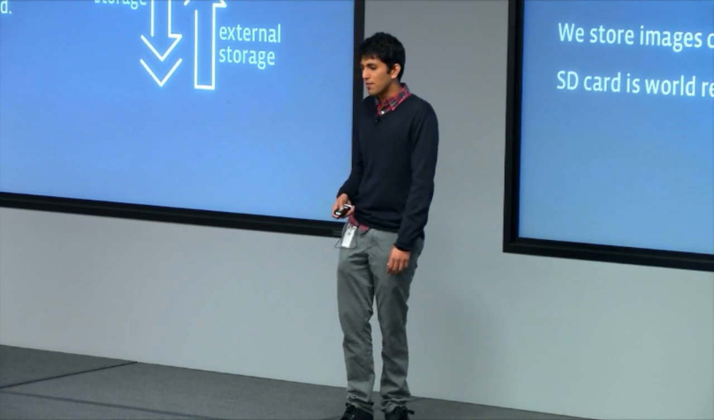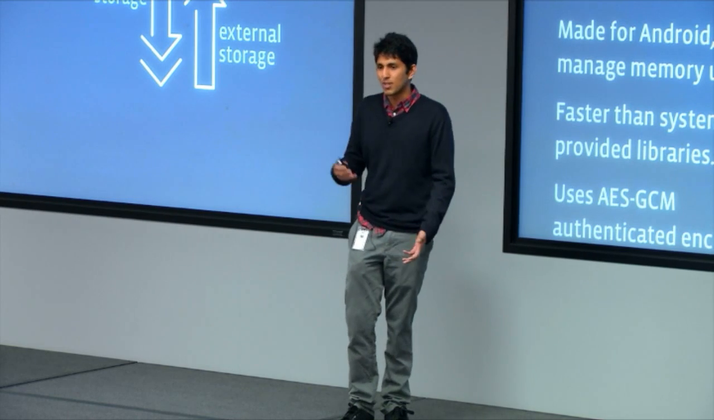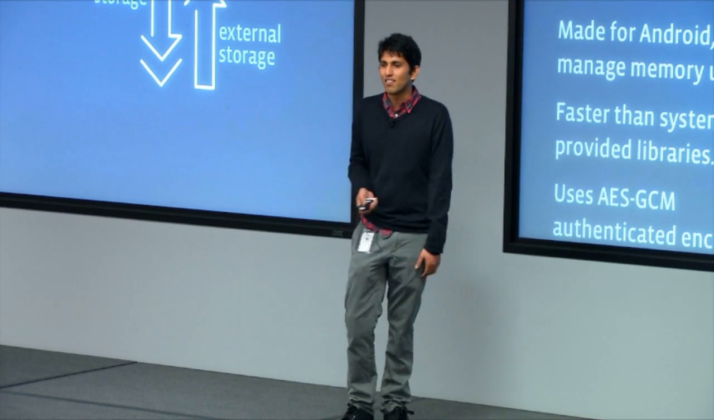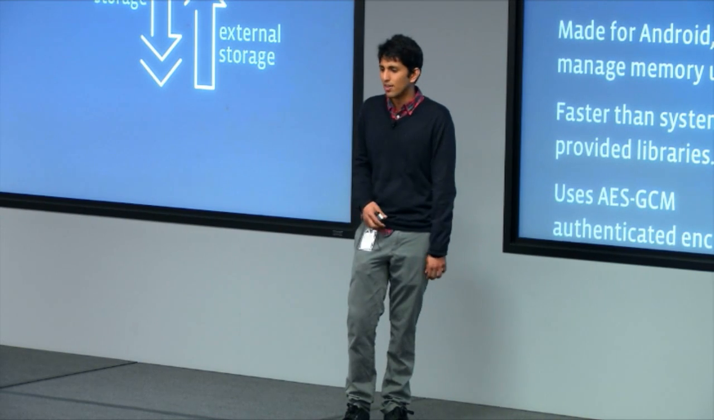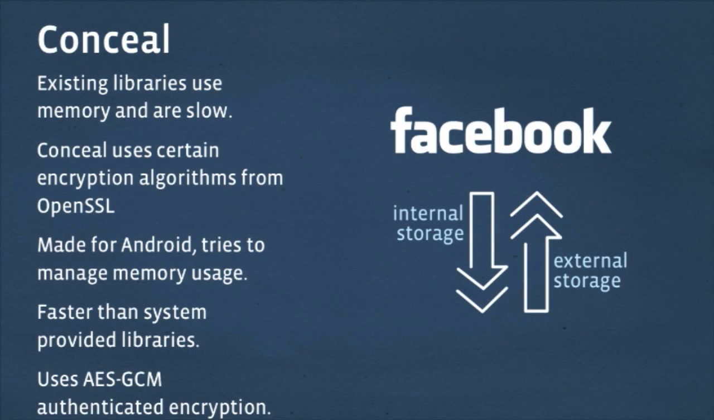But when evaluating the existing libraries on Android, like Bouncy Castle and some of the other Java APIs, we found that they were slow. They were memory hogs, not designed for Android, really slow. So we decided to manage memory ourselves and create our own encryption API for Android. We created this library which we call Conceal. It uses certain encryption libraries from OpenSSL to do encryption in native code, and then manages memory efficiently between native code and Java code. Memory efficiency is of the utmost importance to us in this library.